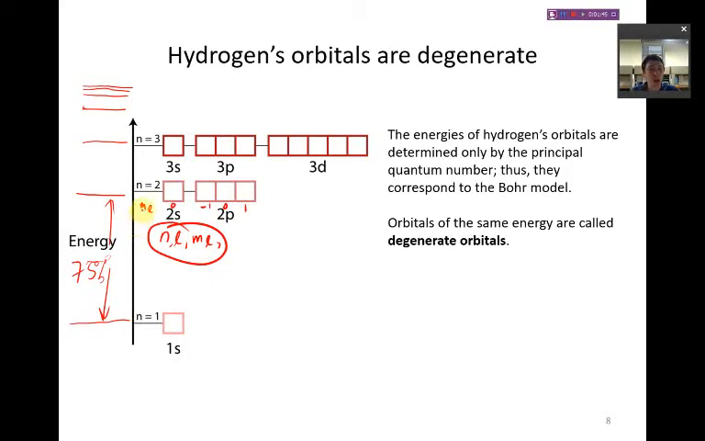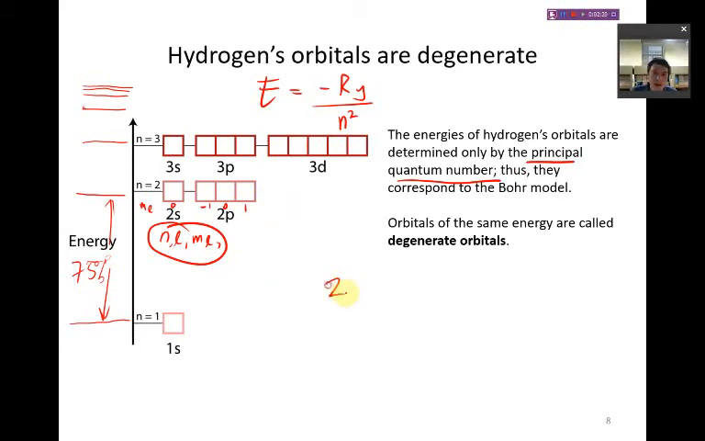Within a given shell, all of the orbitals in that shell have the same energy. This is because the energy for the hydrogen atom's orbitals is determined only by the principal quantum number. And this comes from what we learned from the Bohr model. The Bohr model said that the energy of the electron is related to the Rydberg constant over the n value squared. So it's only a function of the principal quantum number n that determines the energy. Therefore, within the hydrogen atom, orbitals of the same shell are degenerate.